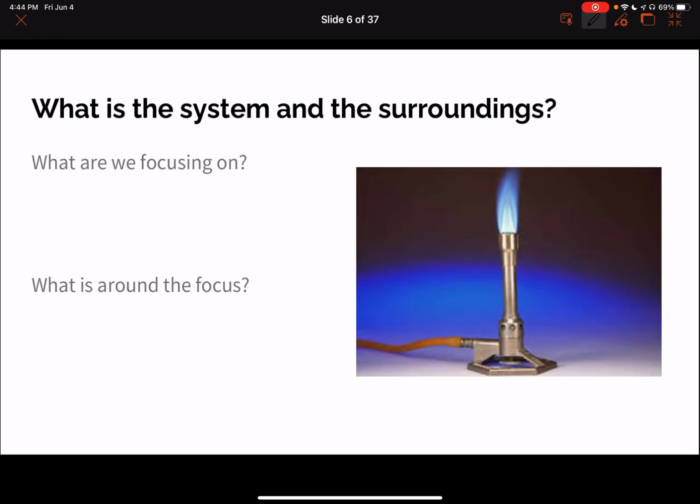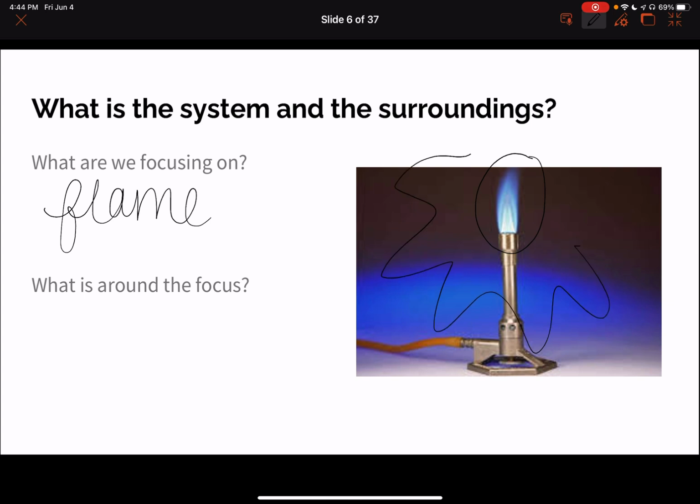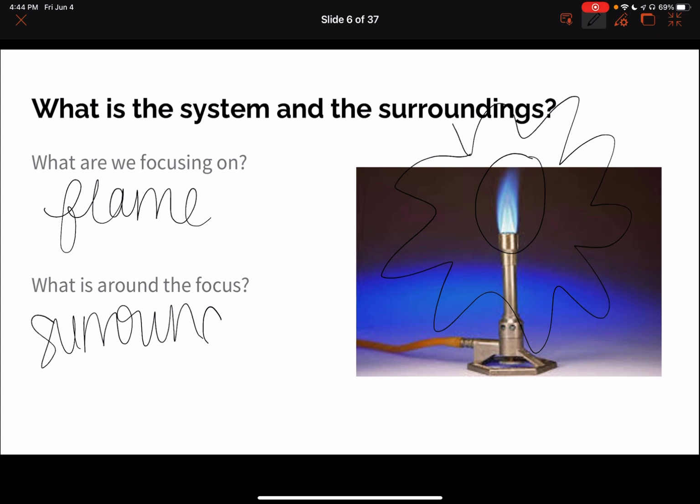So before we get to Bunsen burners in a different video, what would the system and the surroundings be for a Bunsen burner? So what are we focusing on? Well, the focus is on the flame, and that's what we're going to be focusing in on for this, not the amount of heat that's leaving the flame. We're going to be looking at the color of the flame. And then what's around the focus? Well, everything is our surroundings. So we're going to say the surrounding desk, the surroundings as yourself. And then ultimately, we have the universe around it too.